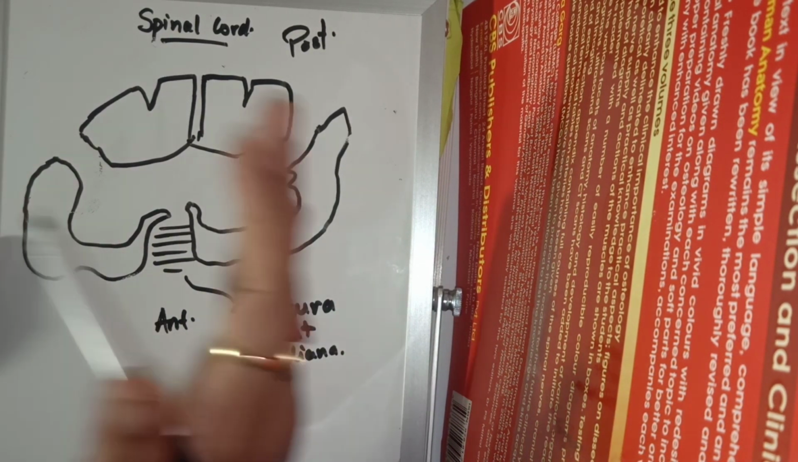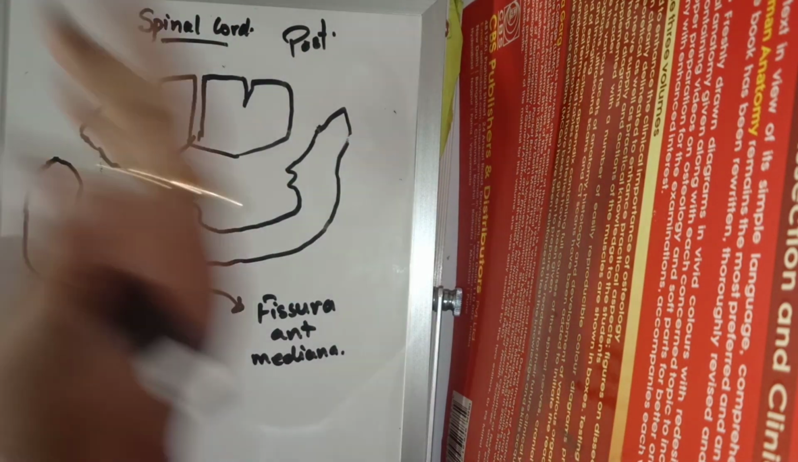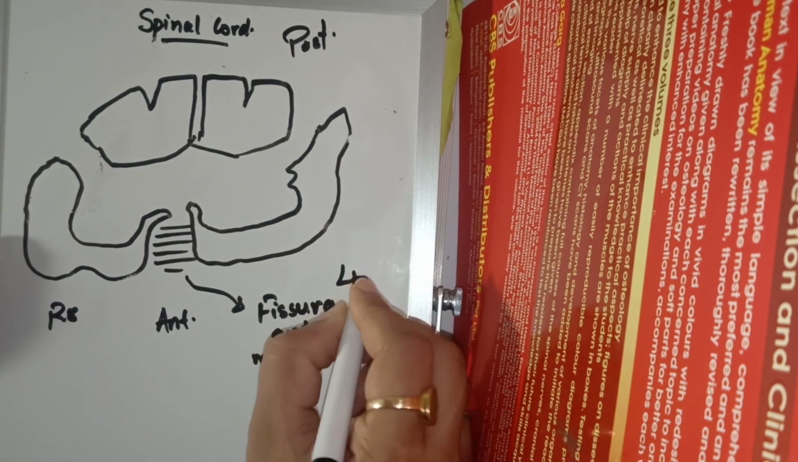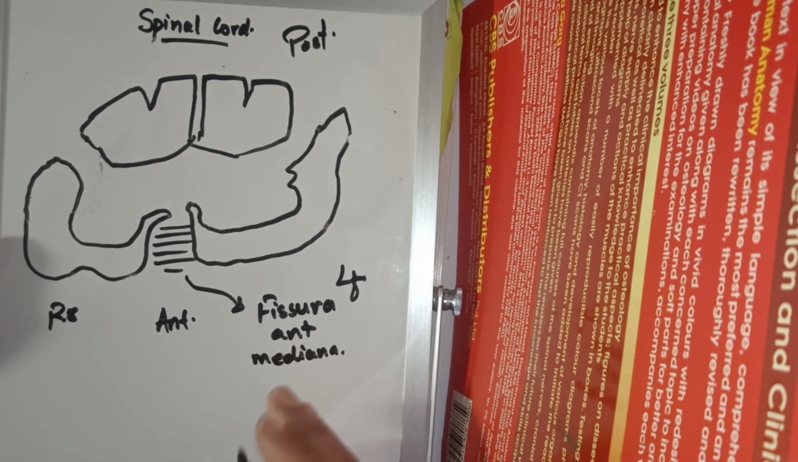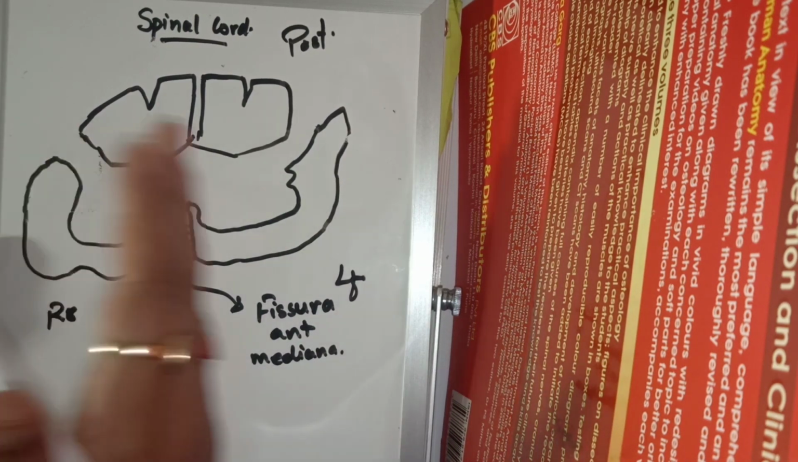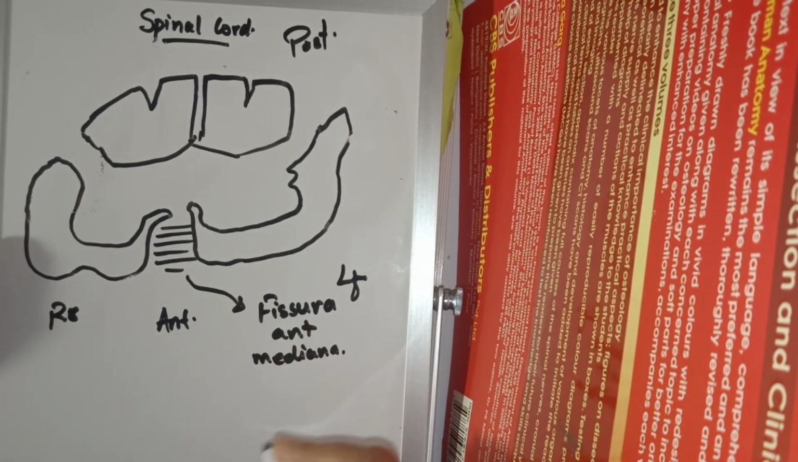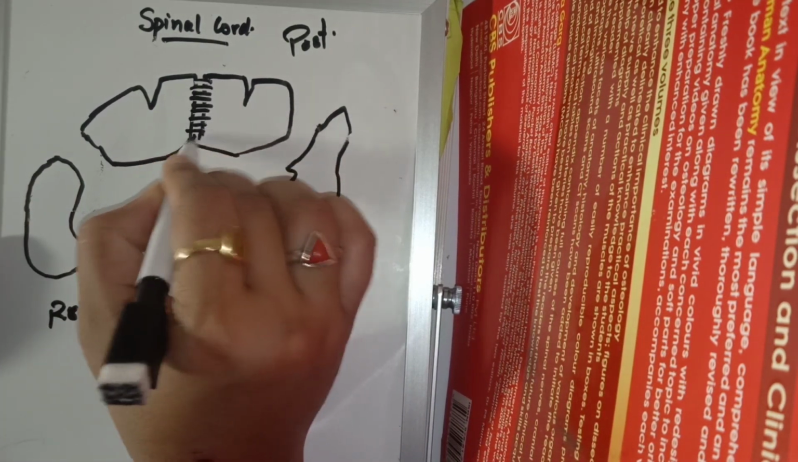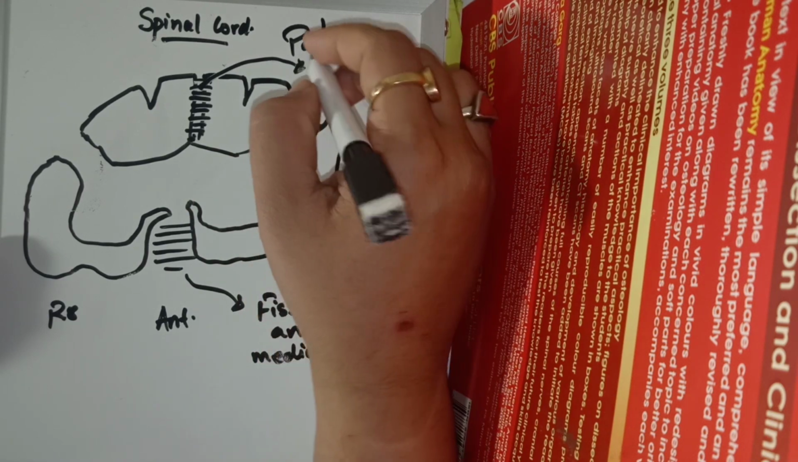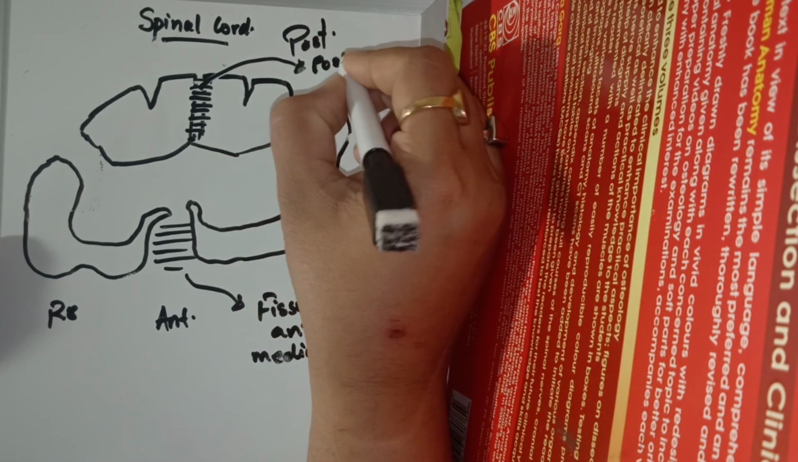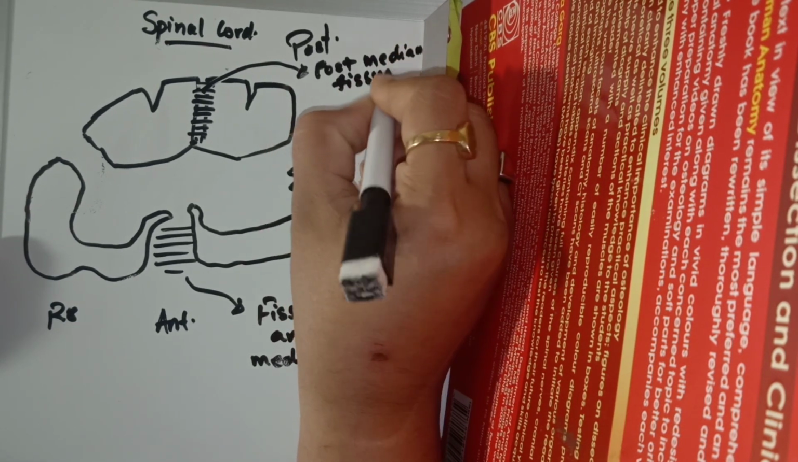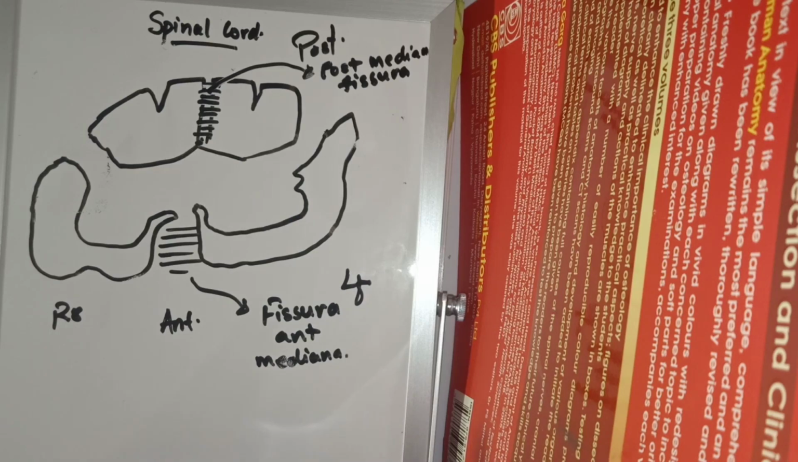It separates the spinal cord into two parts. This one will be the right and this one will be the left. So this fissura anterior mediana divides the spinal cord into two parts. Now the same as the anterior fissure, there will be a fissure on the posterior side. This is known as the posterior median fissura.